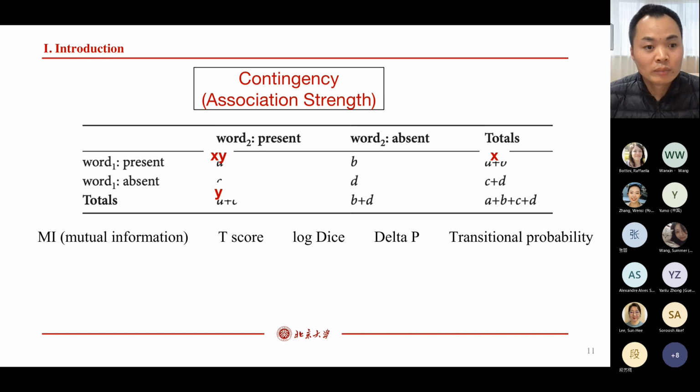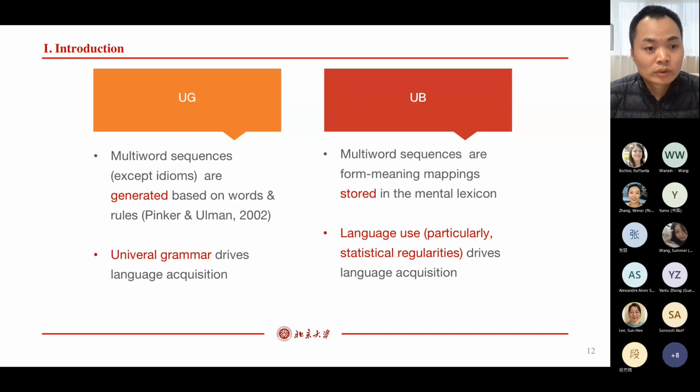So I'm not going to cover the technical details of how to compute these different metrics, but there are a lot of details in my paper as well as in my recent work. So to sum up, if we are going to think about the differences between UG theory and the usage-based approach, there are at least two key differences.